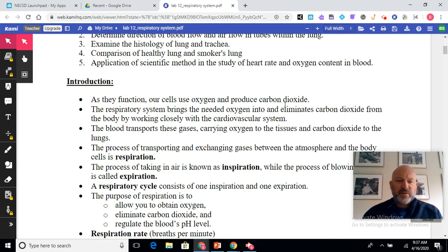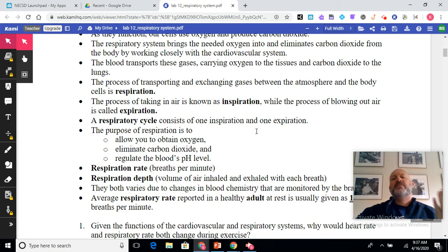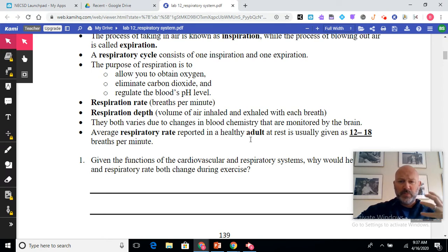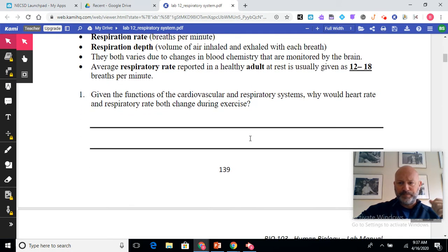Breathing is an important part of this. When we're breathing, that's how we're getting the oxygen in and carbon dioxide out. One respiratory cycle consists of one inhalation and one exhalation, or one inspiration and expiration. We can determine respiratory rates. On average, for a healthy adult, this is usually between 12 and 18 breaths per minute. However, respiratory rate changes throughout the day depending on levels of activity.